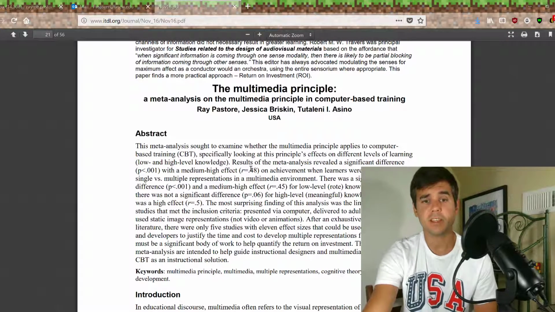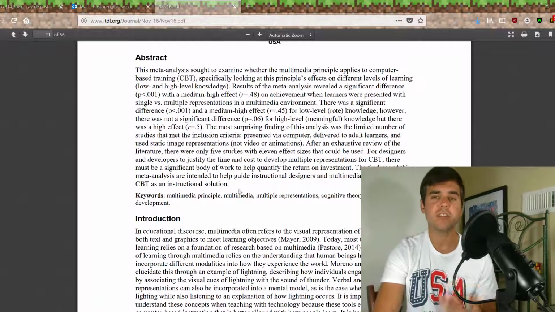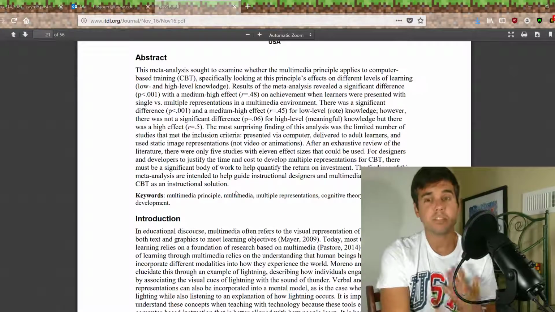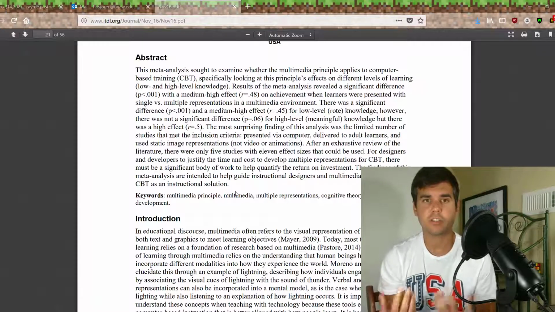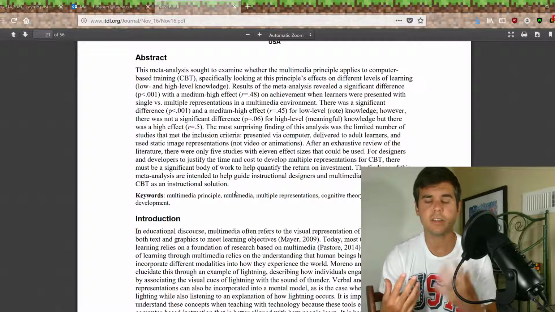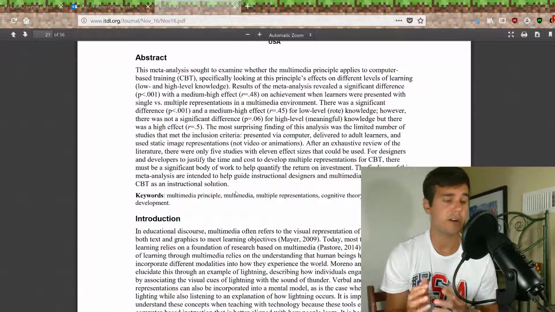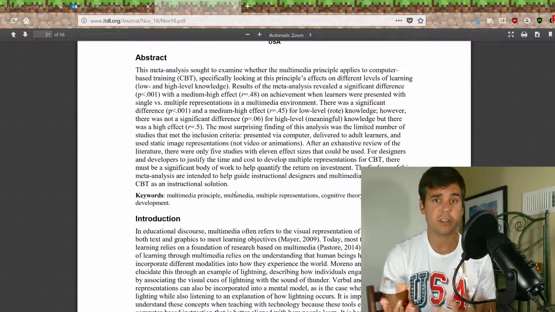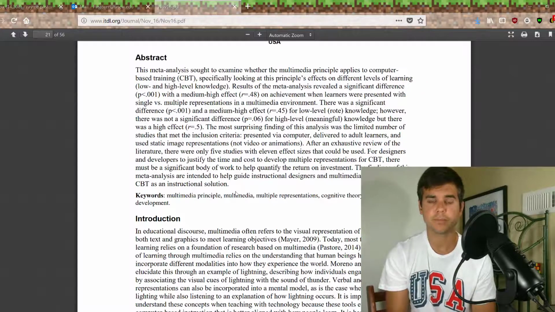So basically what I did is, I tried to determine how much does it matter? That was really my question. How much does the multimedia principle matter? How much does including text and images in instruction matter versus just including text? That's really what I wanted to know.